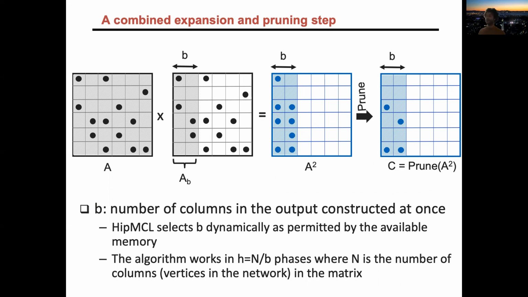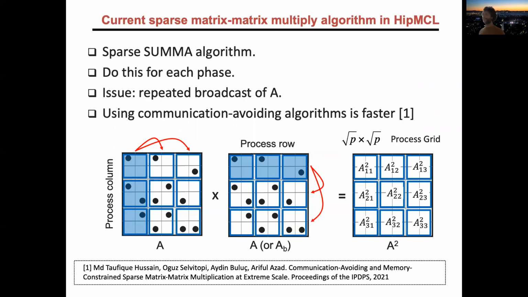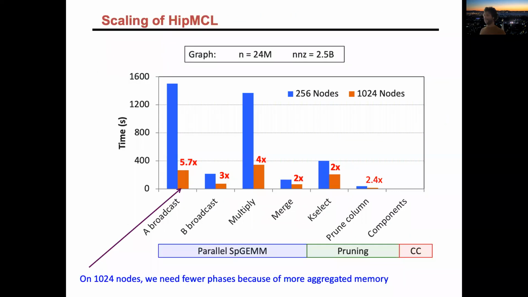And by increasing the process counts, I'm increasing the total aggregate memory. Thanks to that, I can lower the number of batches I choose. The algorithm will automatically lower that, and I will broadcast A fewer times. So that's how I get more than 4 times speed up in the A broadcast, because I'm broadcasting fewer times. So it sounds like a cheat, but it's not, because that's the upside of strong scaling. If you have more memory, you should use it to the extent possible.